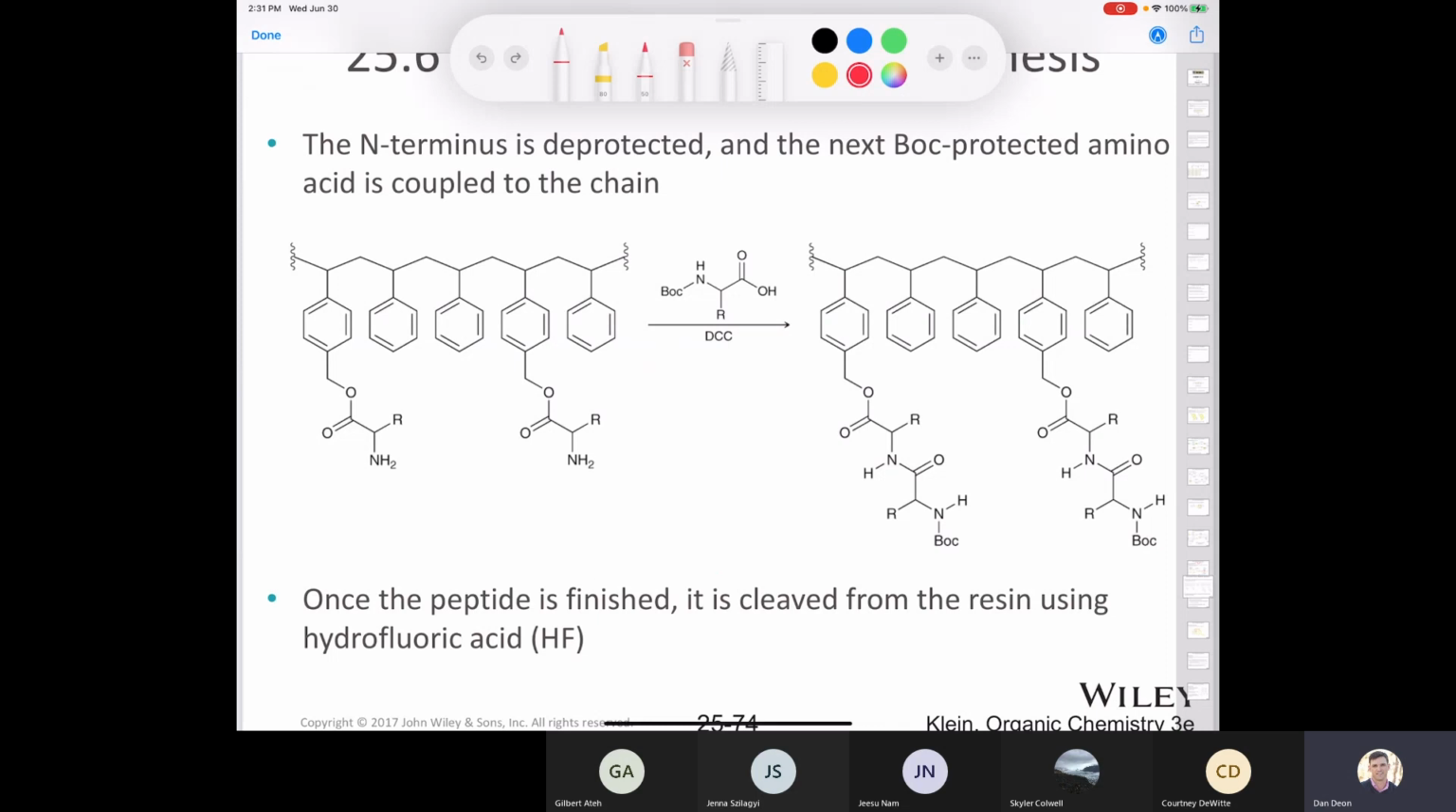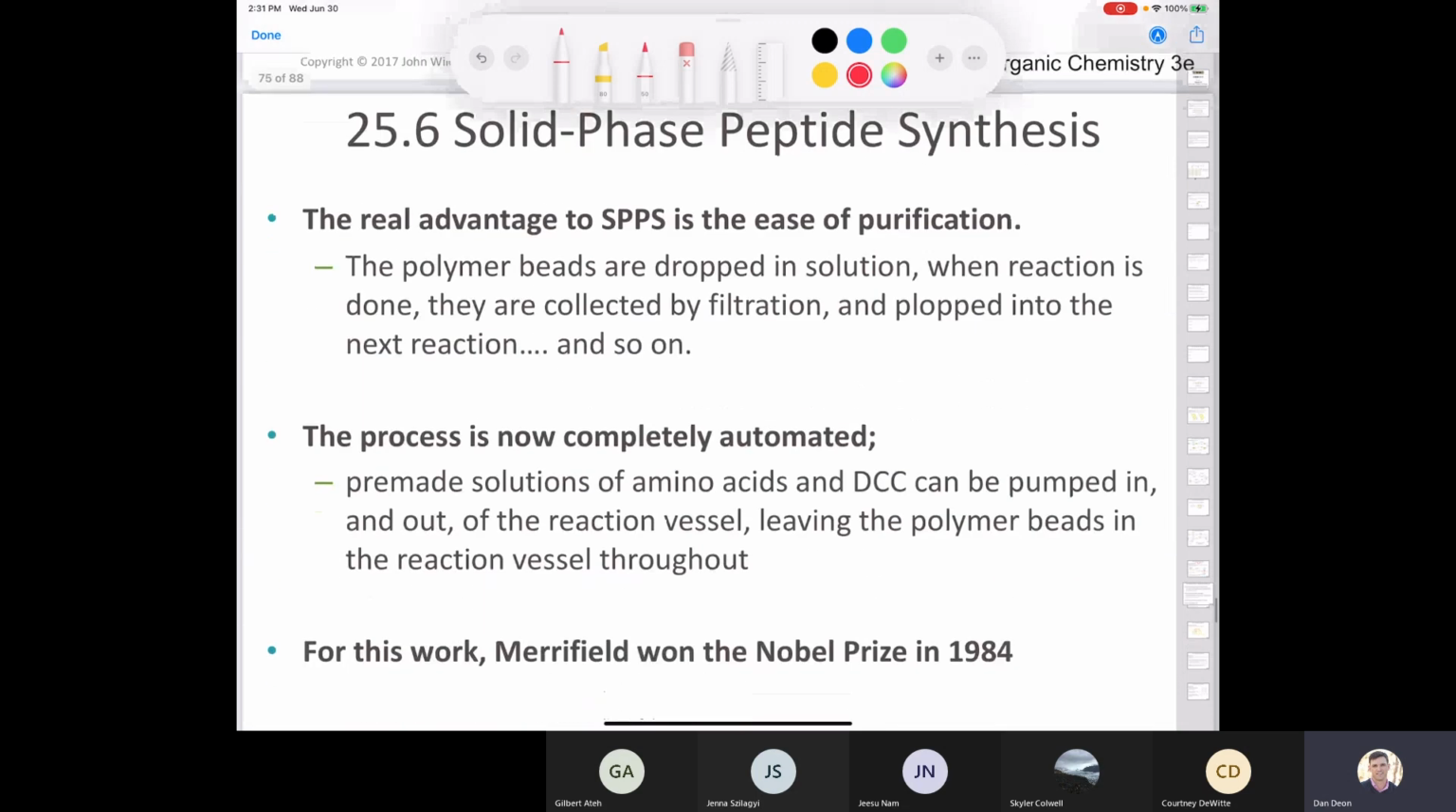you're done. And then once you're done the whole synthesis, you would break this bond here. You basically rip it off of the polymer by treating it with hydrofluoric acid, right? It's one of those few times where I will allow you to use hydrofluoric acid, which is a really dangerous acid. So that's how it works.